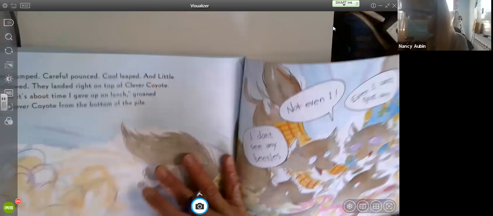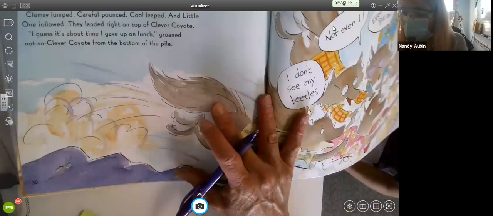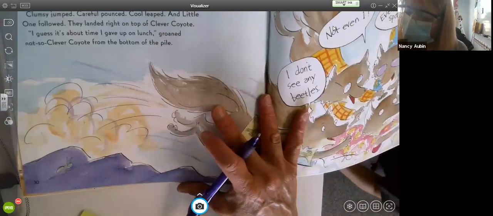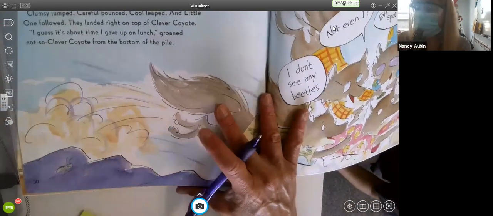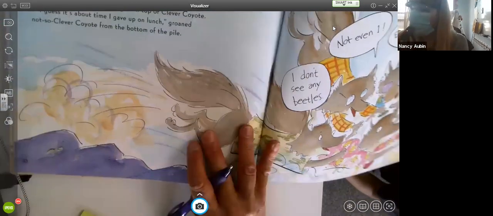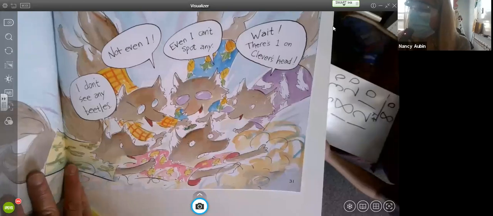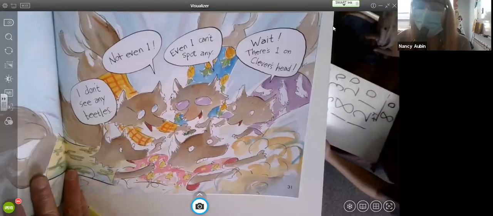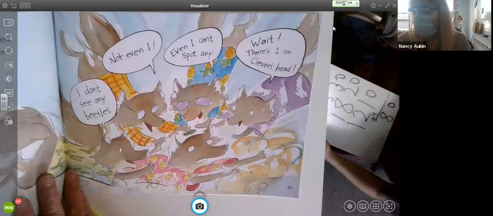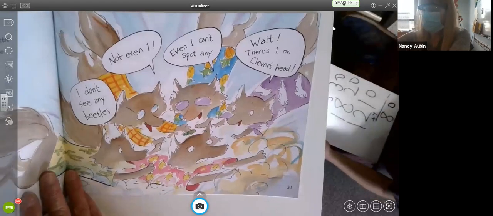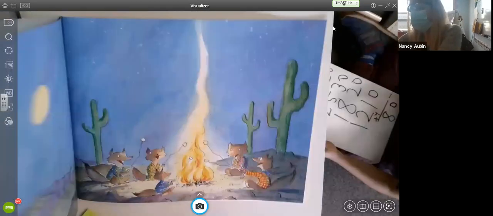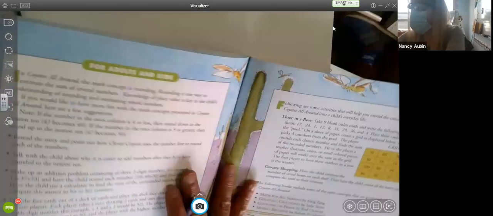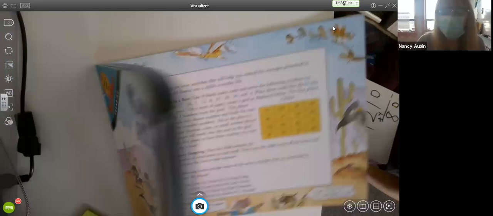Clumsy jumped, Careful pounced, Cool leaped, and Little One followed. They landed right on top of Clever Coyote. I guess it's about time I gave up on lunch, groaned Not So Clever Coyote from the bottom of the pile. I don't see any beetles, not even one. Even I can't spot any. Wait, there's one on Clever's head. See the little beetle? And that's the end of Coyotes All Around.